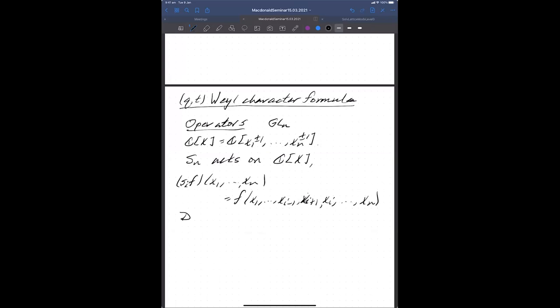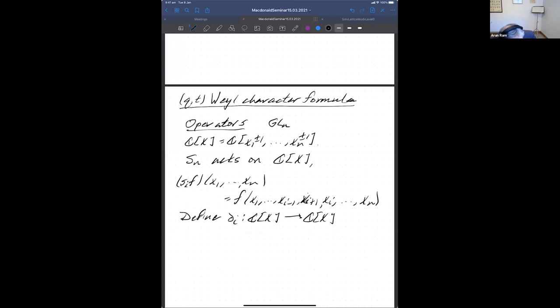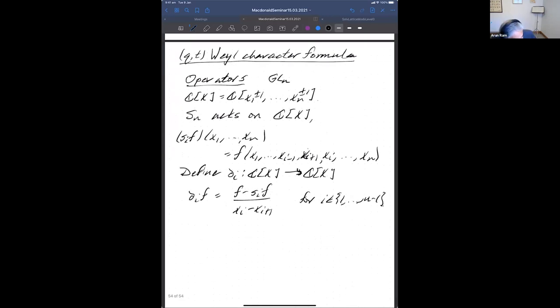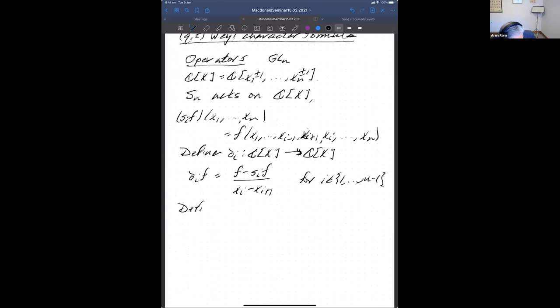Okay, so now let's define the standard divided difference operator. So ∂_i is a map from C[X] to C[X], which is given by ∂_i applied to f is (f − s_i f) divided by (x_i − x_{i+1}). This is for i between 1 and n−1. Using this divided difference operator, I'm going to construct the Hecke algebra, but we don't have to know that it's the Hecke algebra. We can just define new operators.